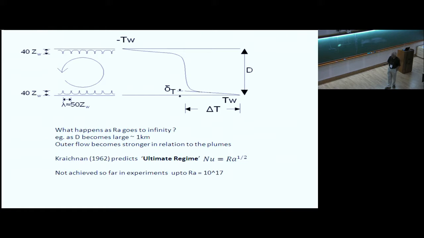And I mean, this basic question is, something should happen as we keep increasing the Rayleigh number. The point is, when does that change occur? And that change would occur because if you imagine, if you go to very high Rayleigh numbers and the outer flow becomes more and more strong, then you'll go to a regime where the outer flow is driven by free convection, but the inner flow would be like forced convection.